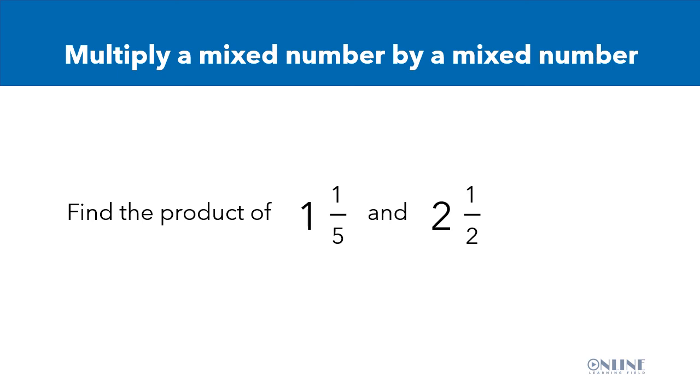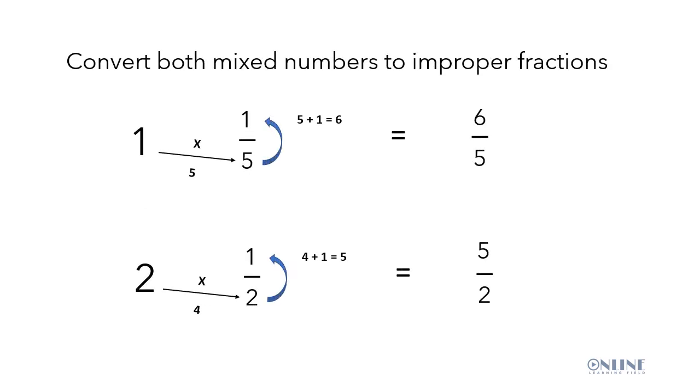Now, we are going to learn how to multiply two mixed numbers. In this example, we are required to find the product of 1 1/5 and 2 1/2. The first thing to do is to convert both mixed numbers to improper fractions. Using the same conversion method we used in the other example, 1 1/5 becomes 6/5, while 2 1/2 becomes 5/2.